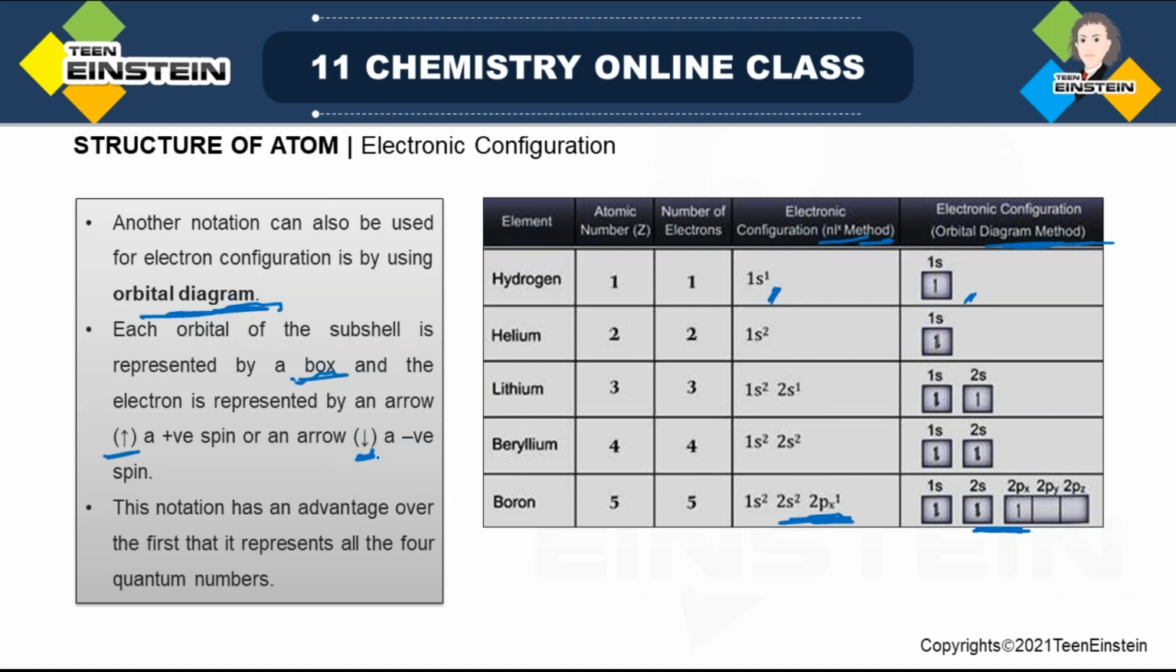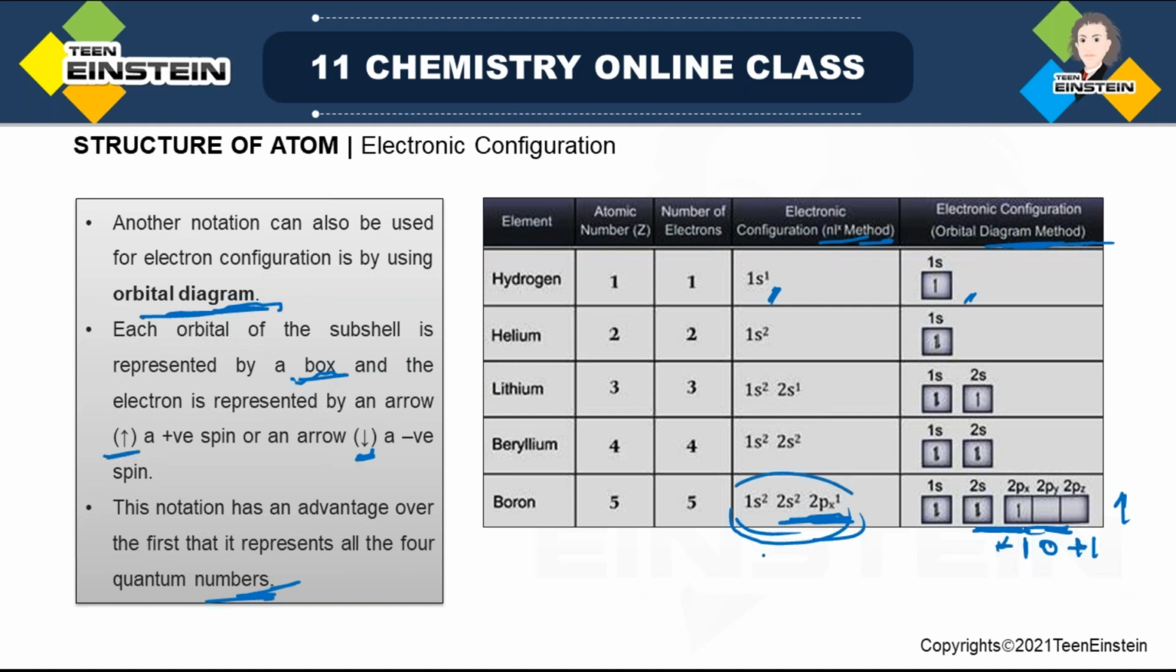Now this notation has some advantage over the first format that you have seen. And what is this advantage? If you represent it in the orbital diagram method, it will help you to understand all 4 quantum numbers. Because when you write it in this way, you can easily see that the ml value is -1, 0, +1. And also you can see the direction of the electron, from which you can predict whether it is +1/2 or -1/2. But if you write it the other way, it is not clear what the quantum numbers are.